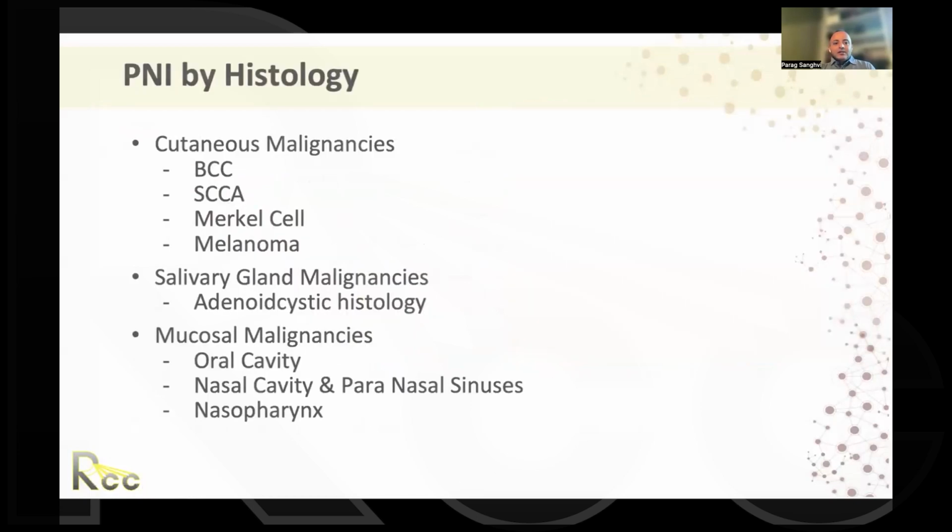So as I alluded, these are the most common malignancies that cause perineural invasion. So really the biggest problem is primarily in skin cancers and salivary gland tumors, but certainly in some mucosal malignancies like oral cavity, nasal cavity, paranasal sinuses, and nasopharynx, this is a big problem.